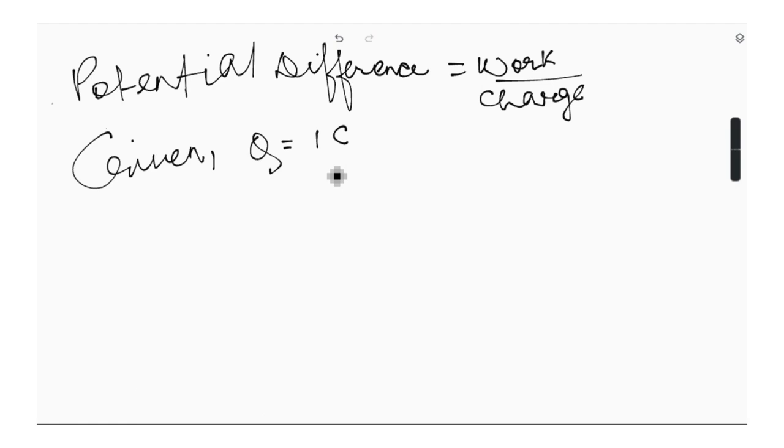and also we are given the potential difference. How much is the potential difference? 6 volts. So V, the potential difference, is 6 V. We have to find energy. Energy is actually equivalent to work done, right? So we have to find energy or work done.